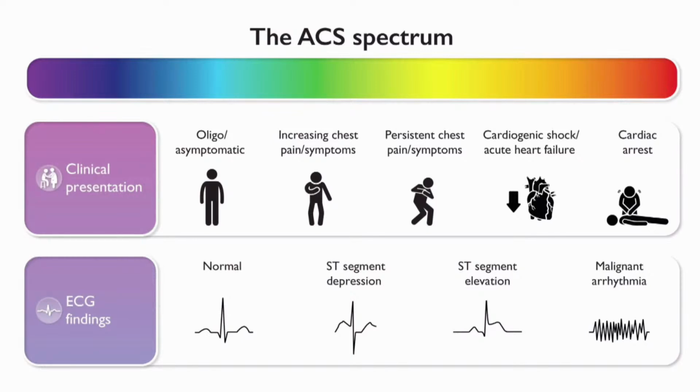So the spectrum starts from the asymptomatic patients where you have a normal ECG. Then it goes to a patient who has chest pain, and you start getting ST depression where there is no complete occlusion, and this is called the NSTEMI pattern. And then it evolves into a STEMI. And then it goes into malignant arrhythmias, and you can have cardiac arrest. So it goes very quickly from normal to ST segment depression to ST elevation and malignant arrhythmias.